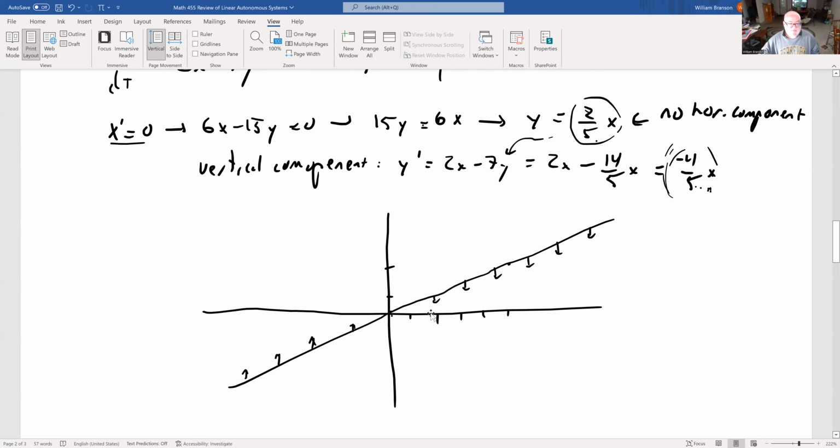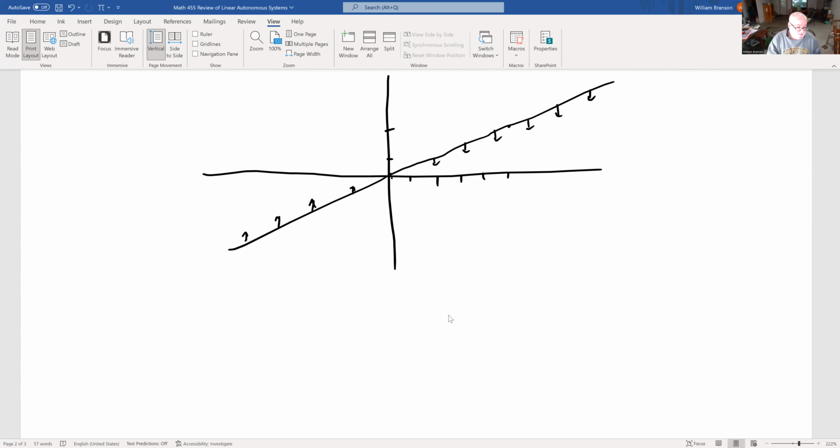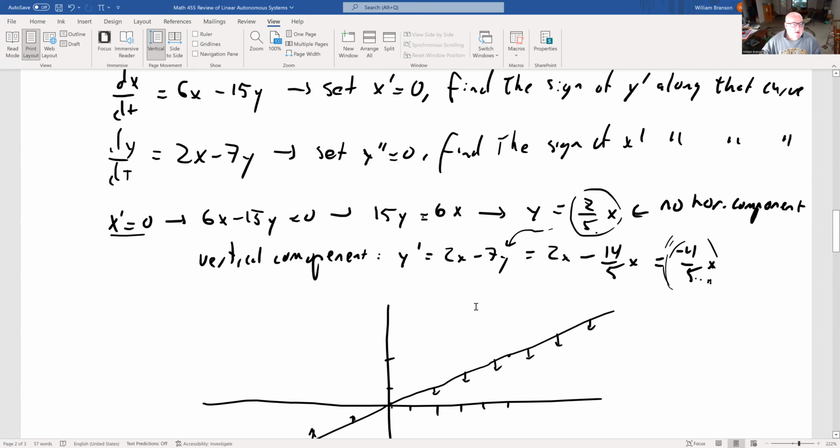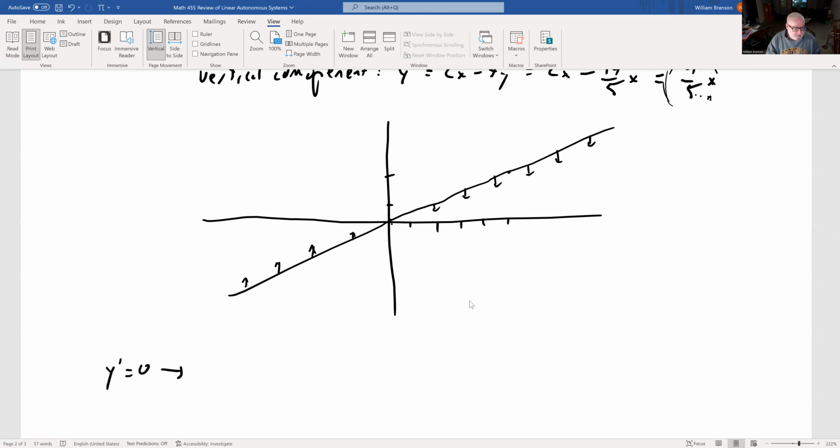Great. So I can do the same sort of thing for y prime equals 0. Where am I going to have a line where the arrows are pointing only left or right? So y prime is 2x minus 7y equals 0, or y equals 2/7 x. So along that line, there's no vertical component to my arrows. And so what's the horizontal component?